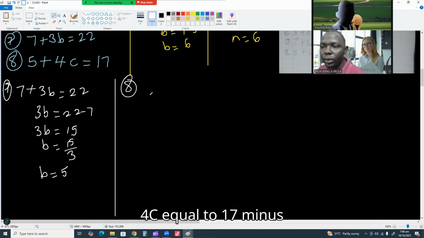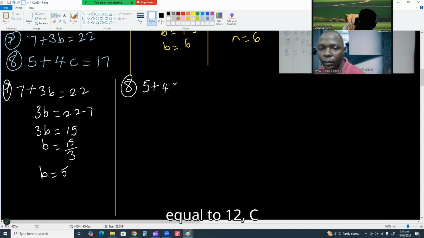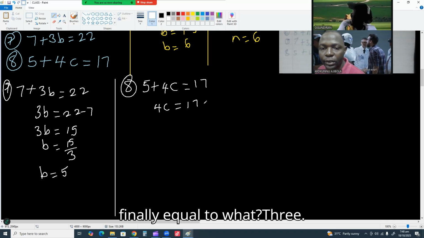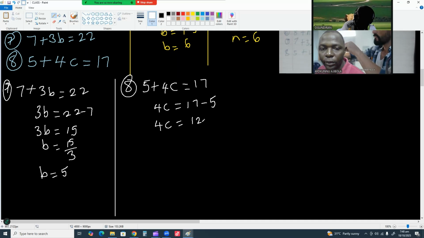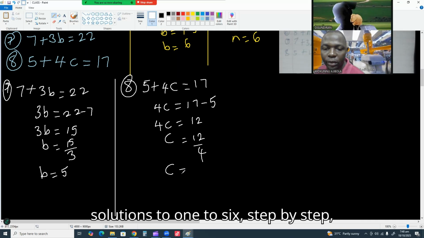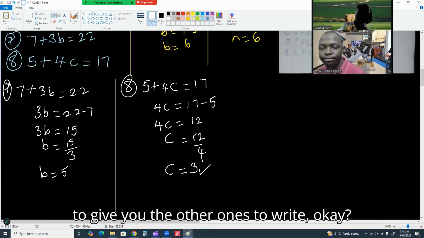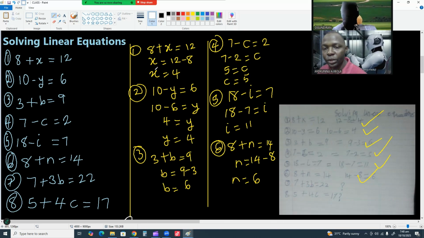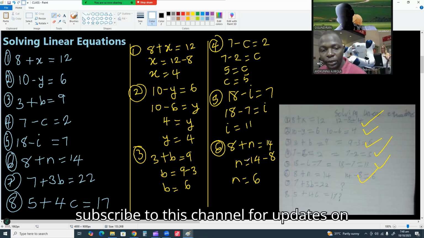Yes. Number 8. 5 plus 4c equal to 17. 4c equal to 17 minus 5. 4c equal to 12. C equal to 12 over 4. And c finally equal to what? 3. So just because of the method, put down the solutions to 1 to 6 step by step the way I've written them. Then I'm going to give you the other ones to write, okay?